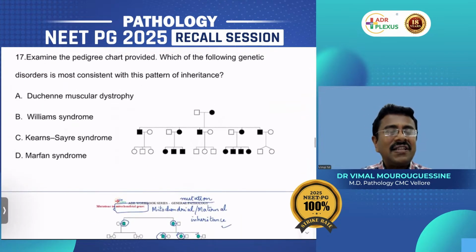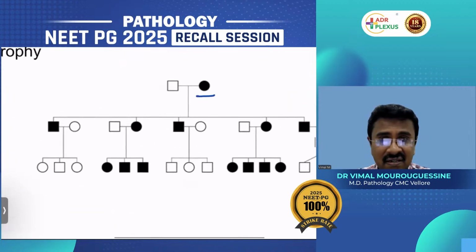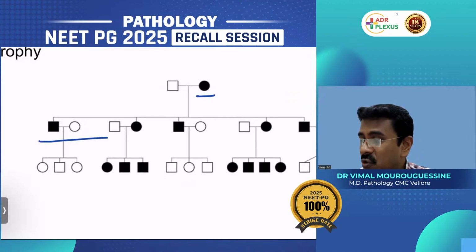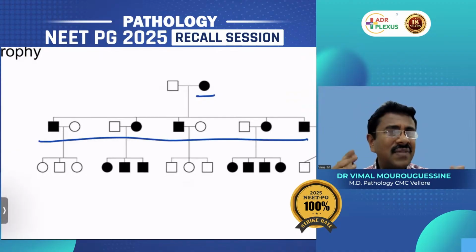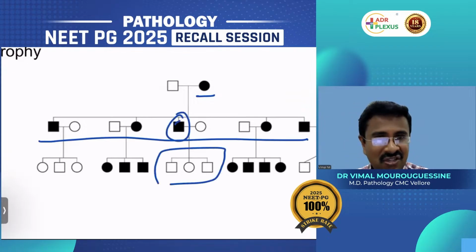And the 17th question, a very familiar one: a pedigree chart was given where the affected mother transmits the disease to all her children, whereas the affected father transmits to none of his children. So this is the typical maternal inheritance, a characteristic feature of mitochondrial inheritance.